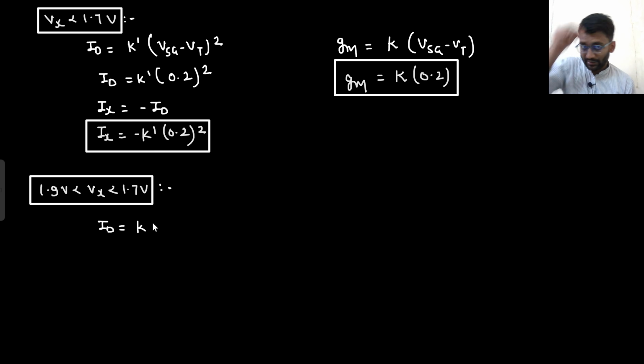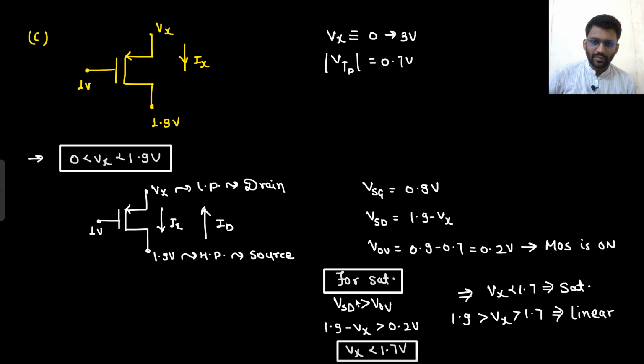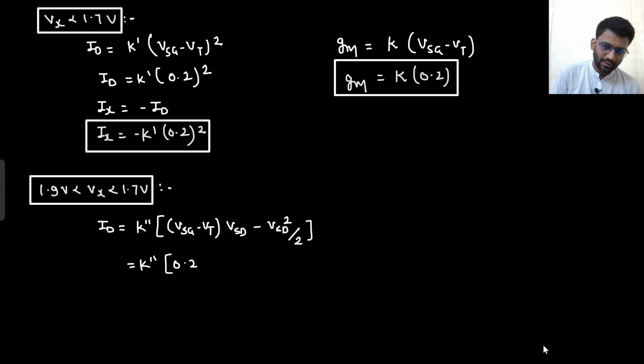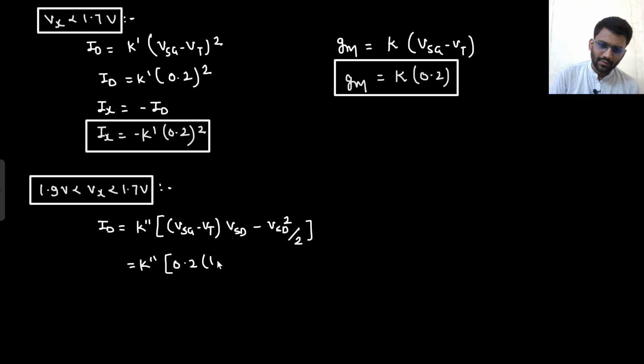Some constant. It can be any constant. I have to give a different name, some double I am writing. Some constant into Vsg minus Vt into Vsd minus Vsd square by 2. Some constant into Vsg minus Vt. What is Vsg minus Vt? That is V out, right? Into that would be 0.2 into Vsd. What will be your Vsd? That would be 1.9 minus Vx. This would be the equation, right?